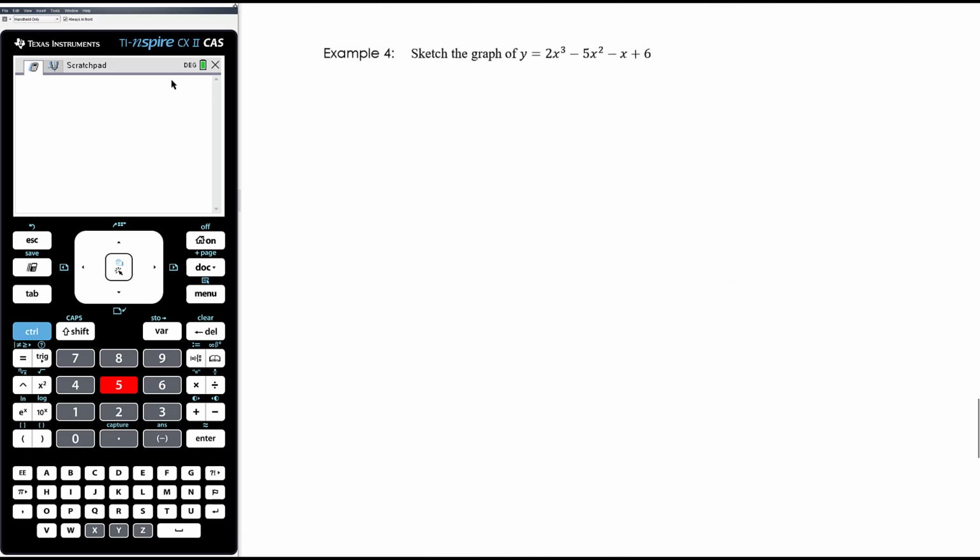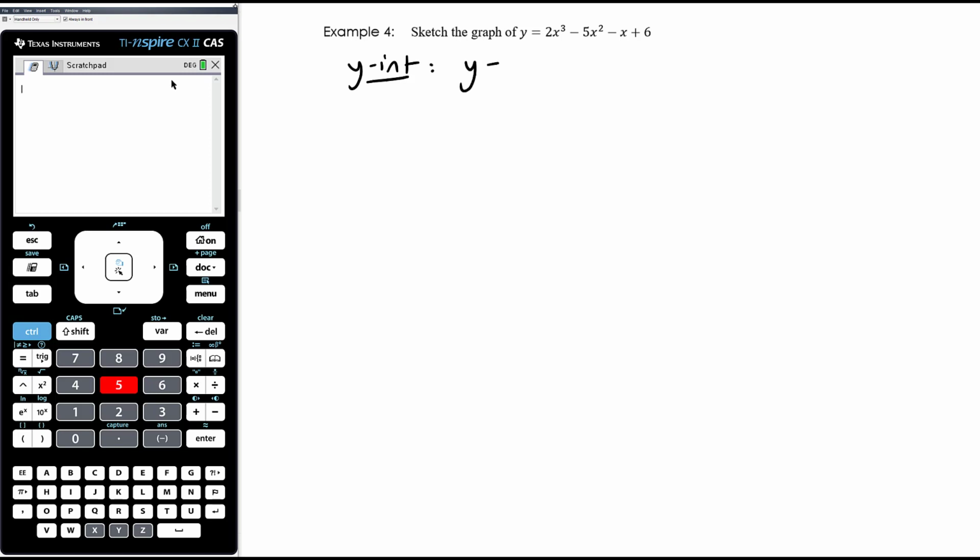Alright, finally, let's sketch this graph here. So it's a cubic and it's not factorized. So our first aim must be to factorize it. The only advantage of this form is that we can see the y-intercept will be at 6, because when we let x equal 0, y equals 6. So that's the best thing to calculate from this form, okay?